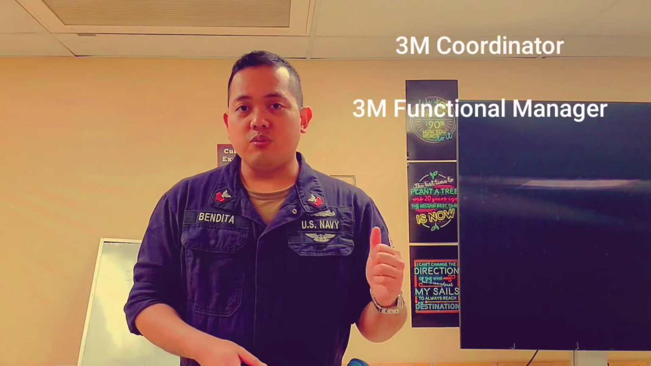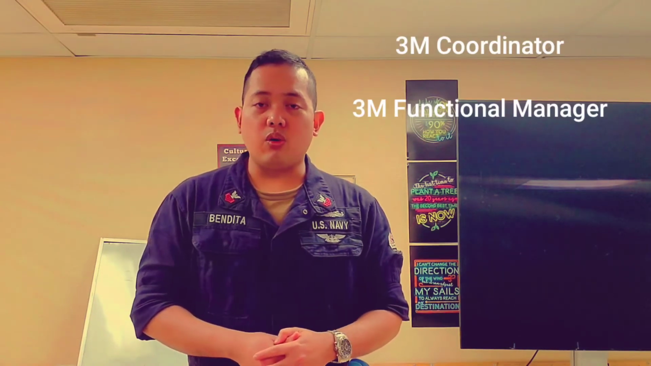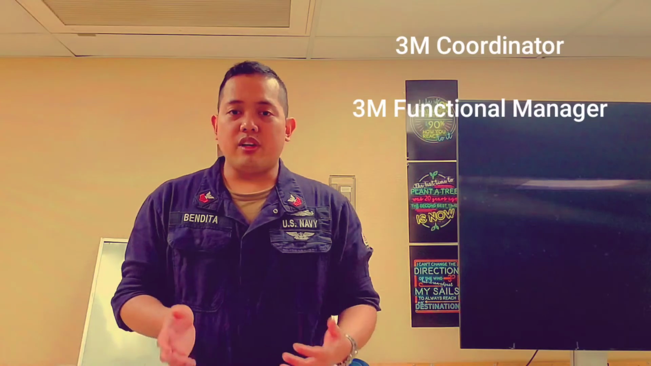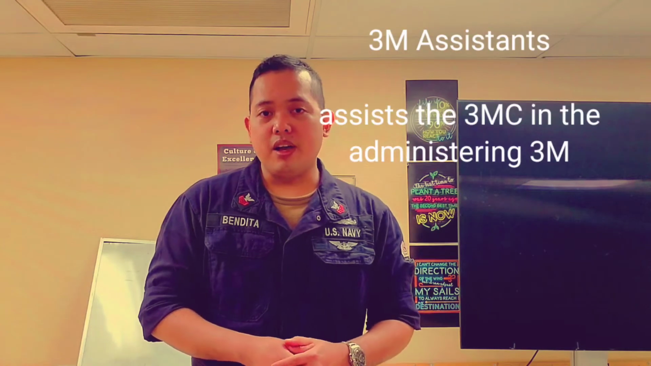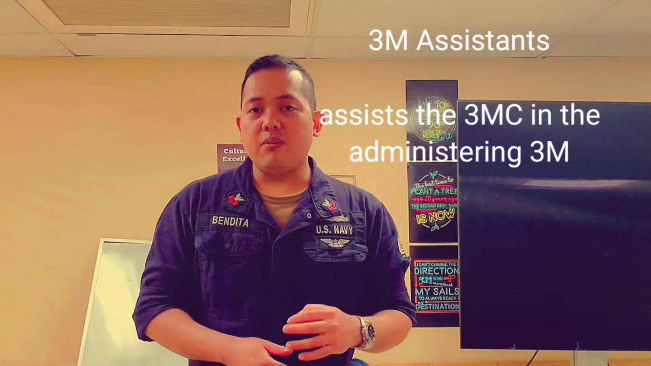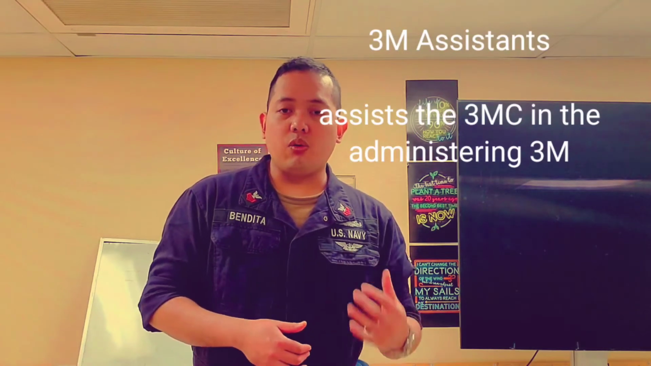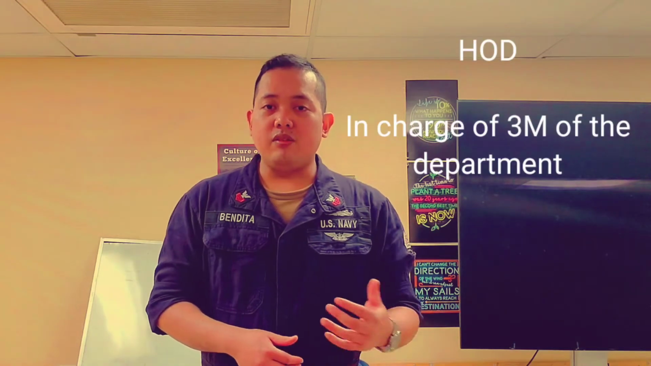And under the XO would be the 3MC, which is the 3M coordinator for the ship. And over here in my ship, we have several people who are qualified in 3MC, but there's only one person billeted to be in the 3MC position. Under the 3MC, because the 3MC has a very big responsibility to the ship, he has 3MAs or 3M assistants that work under him. And under the 3MA, it's going to go down to the departmental level, so it's going to be the head of department.